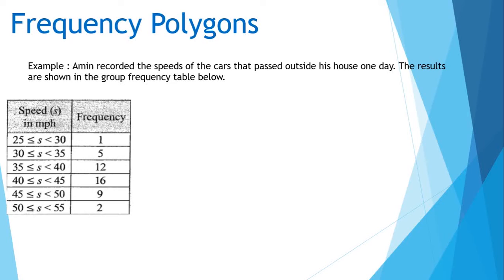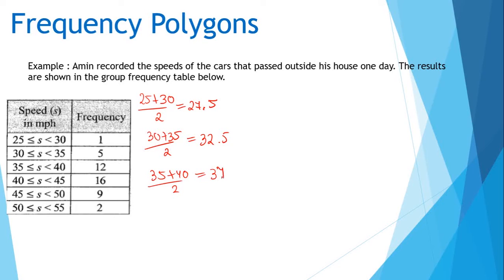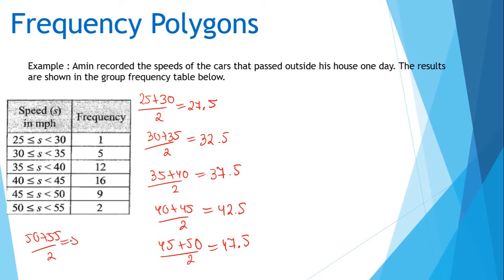First of all, let's find the midpoint for each class. Here we have 25 and 30, so 25 plus 30 divided by 2 equals 27.5. Then 30 plus 35 over 2 equals 32.5. 35 plus 40 over 2 equals 37.5. 40 plus 45 over 2 equals 42.5. 45 plus 50 over 2 equals 47.5. And 50 plus 55 over 2 equals 52.5.